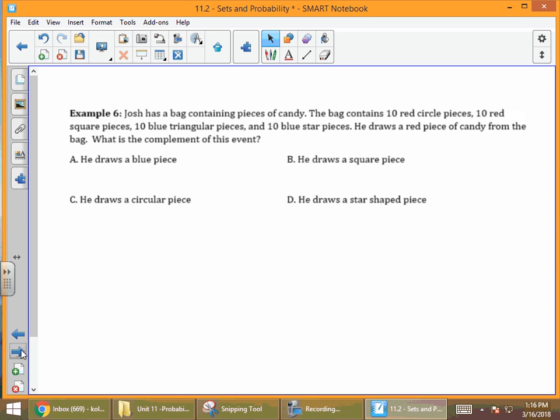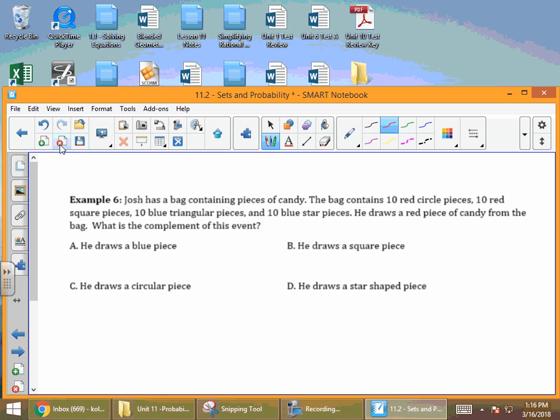So what is a complement? Draws a blue piece, draws a square piece, draws a circular piece, draws a star-shaped piece. Don't let us fool you, guys. You just pick one. So which one of these is the complement to him pulling a red piece of candy from the bag? A. Because we're talking about the color of the candy, right? Which one of these represents the color of the candy? It is the opposite of the other color. Well, the only one that's telling about color is A. The other ones are talking about shapes. We had nothing regarding shapes, so not that.